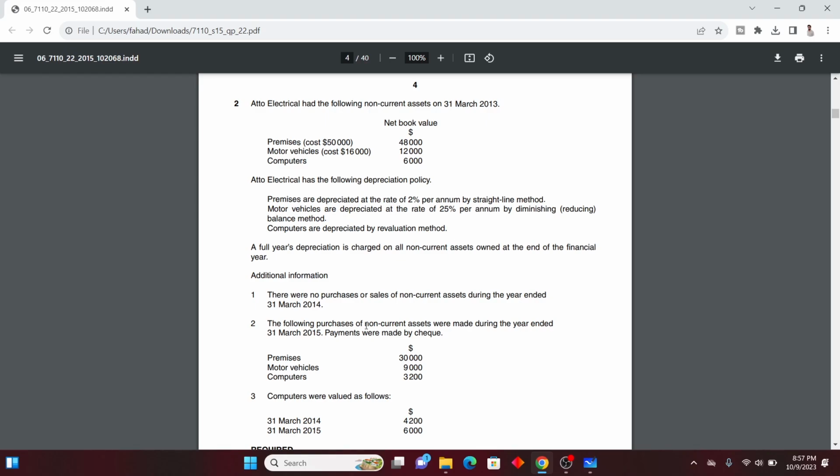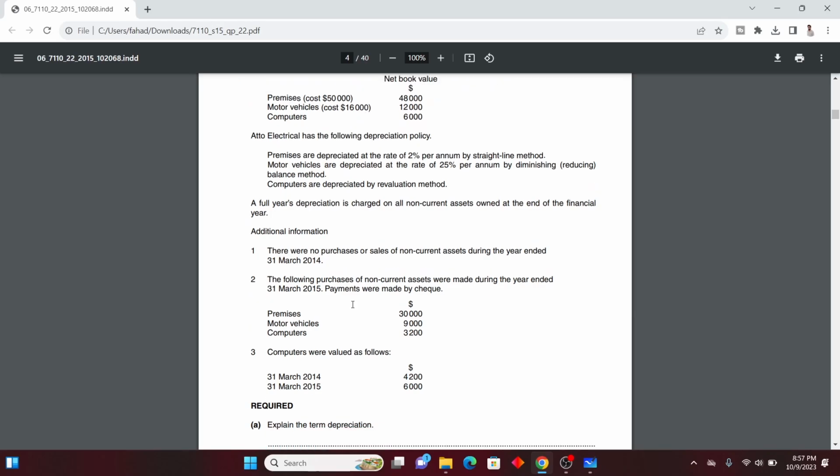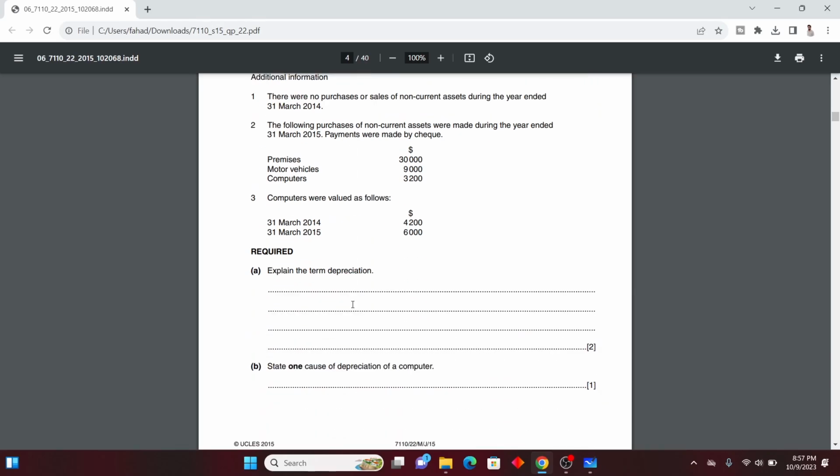In the first year, in which we have to do the accounting, we haven't purchased or sold anything, because the first point is saying this. The second point is saying in the second year, that is in the year which ended at 31st March 2015, we purchased some non-current assets by cheque. And the third point is saying computers were valued as follows. So we'll just go for the reducing balance method.